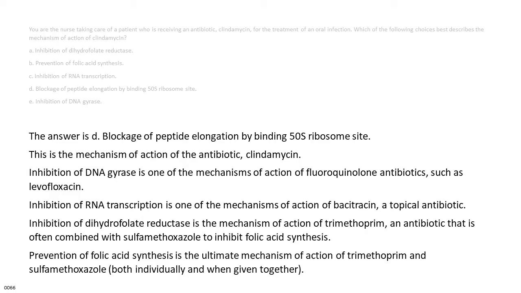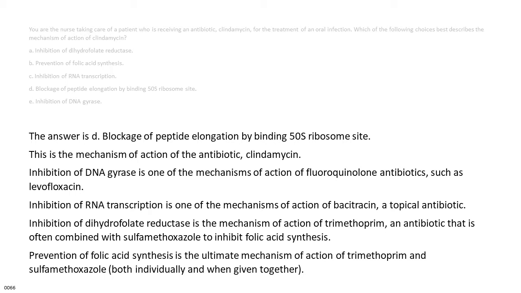The answer is D. Blockage of peptide elongation by binding 50S ribosome site. This is the mechanism of action of the antibiotic clindamycin. Inhibition of DNA gyrase is one of the mechanisms of action of fluoroquinolone antibiotics, such as levofloxacin. Inhibition of RNA transcription is one of the mechanisms of action of bacitracin, a topical antibiotic.